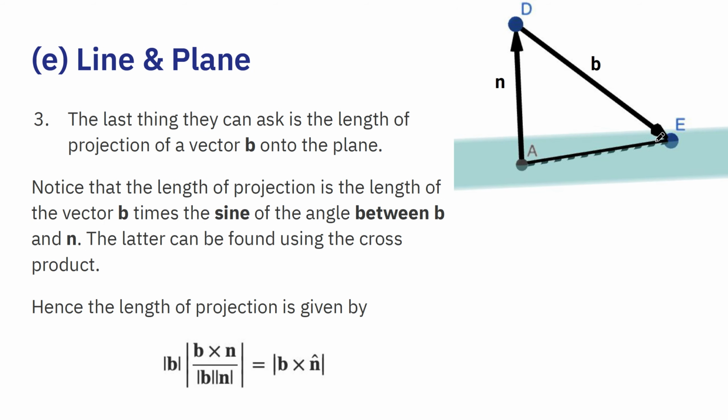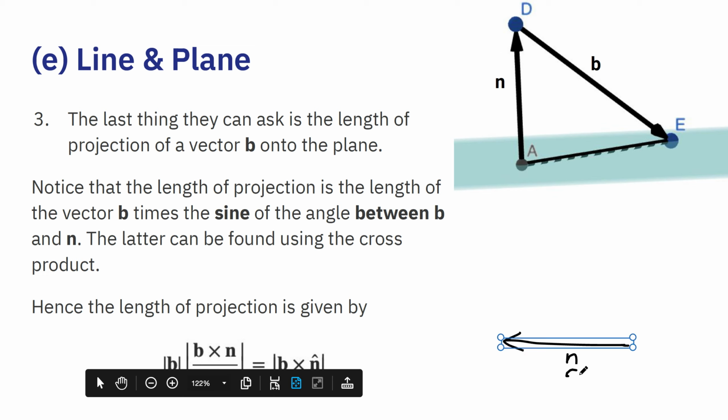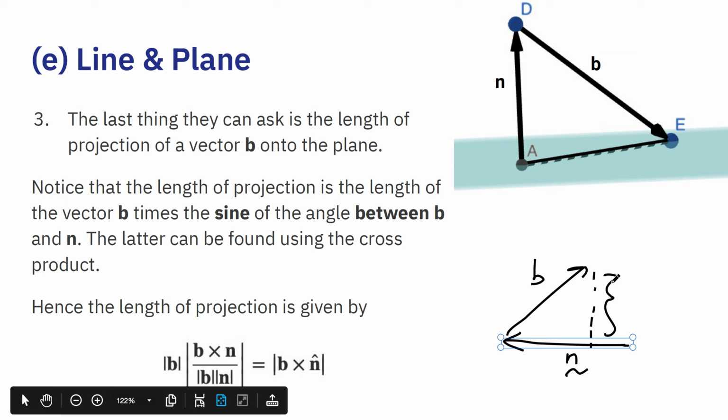So last but not least, they can ask for the length of projection of this vector b onto the plane. So what we do is instead we can take this as so-called our base. So we look at it like this, n and our b. And now we want to find this distance, right? So instead of looking at it as the length of projection, we look at it as the perpendicular distance. So we just use the cross product formula as we learned just now. B cross unit vector of normal will give us this perpendicular distance.